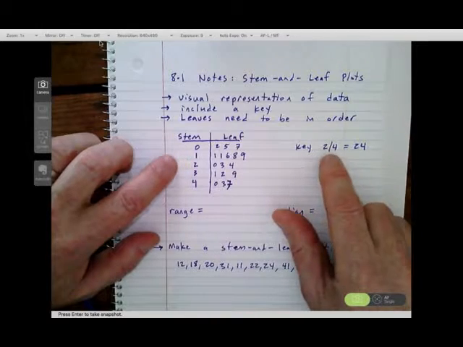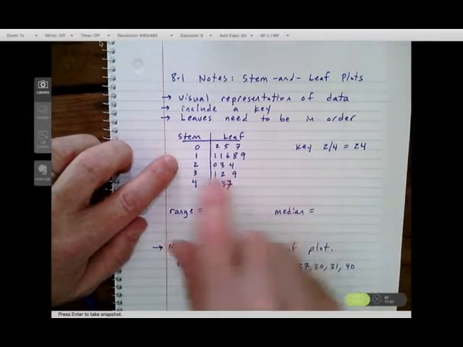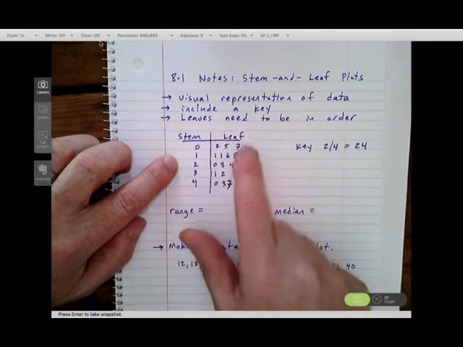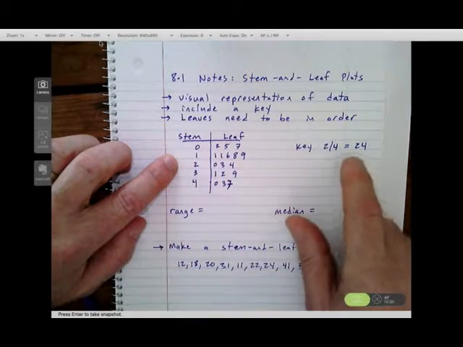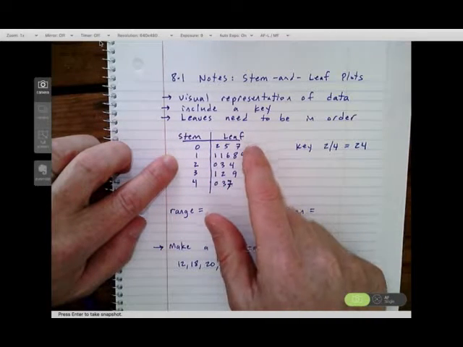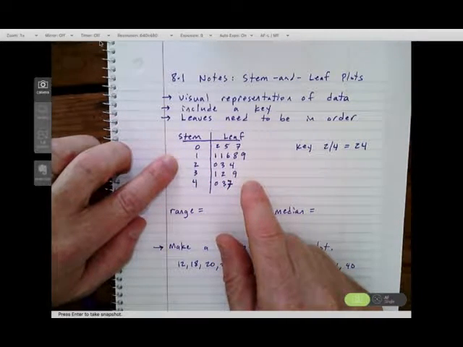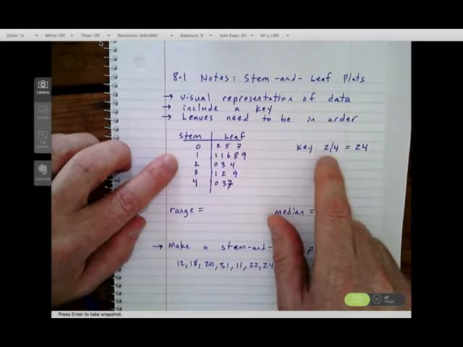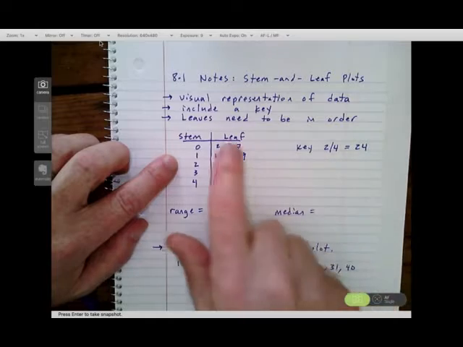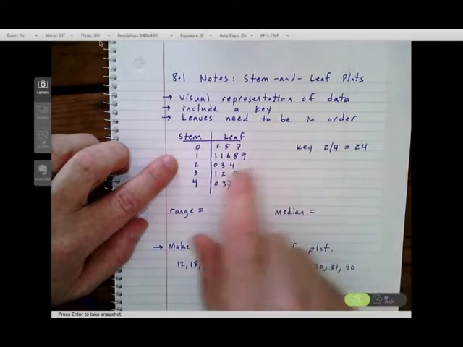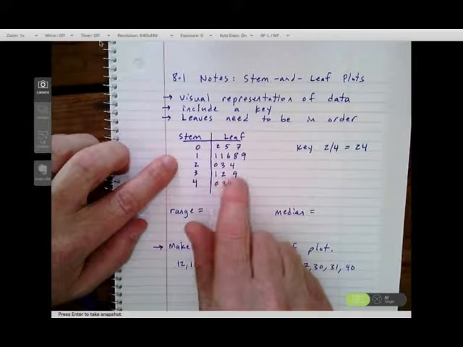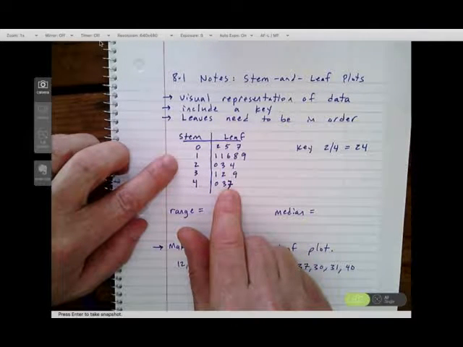So here I have 2|4 equals 24. So that means that these numbers over here are the tens digit and these are the ones. It could be that 2|4 was 2.4 and these were the ones place and the tenths place like decimals. It really just depends on the situation. So make sure you include a key like this in your answer. And then the leaves need to be in order. So these need to go in order from small to big. Okay, and I'll give you some hints on how to do that in a minute.